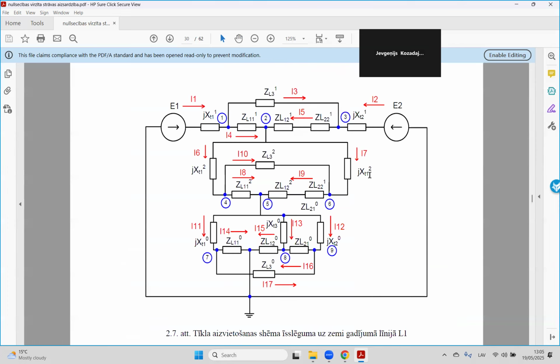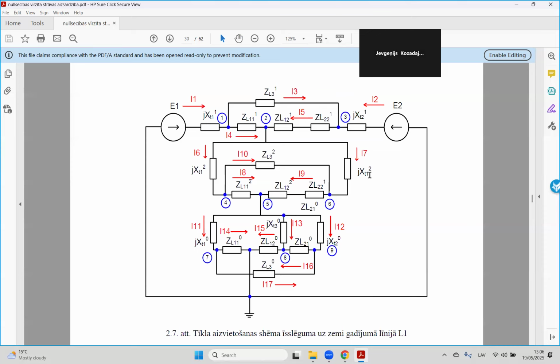Example. Node number 1. Current number 4 flows out. What do we write in the matrix? +1. The same for current number 3. Current number 5: no connection, so we write 0.